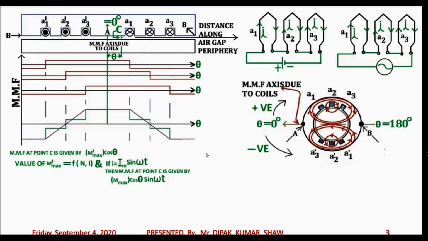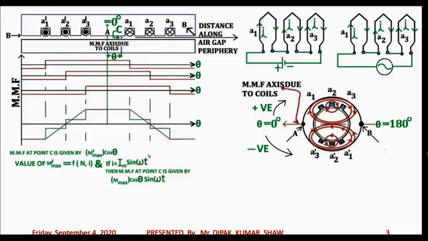So out of this large number of sine waves, that sine wave which has the same time period as well as the same zero crossing as that of this trapezoidal MMF waveform will be termed as the fundamental component, and the remaining sinusoidal waveforms will have a time period which is a submultiple of the time period of the fundamental component.